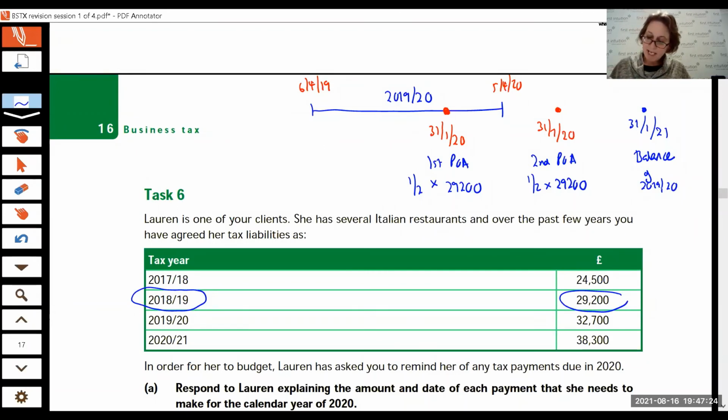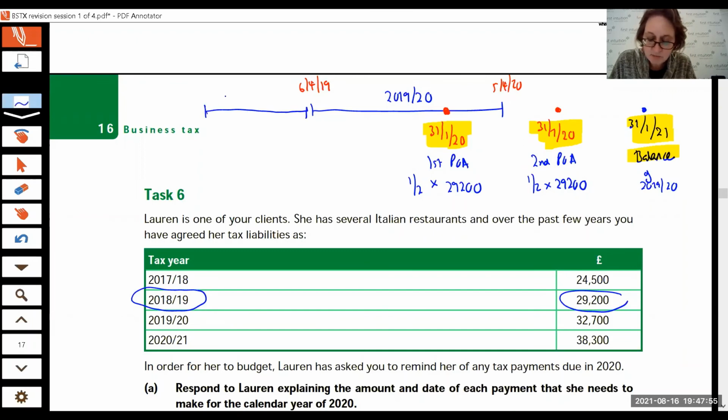Now, Lauren asked me about the payments made in the calendar year 2020. So definitely this one and definitely this one. But have I missed anything? Can anybody spot what I haven't done yet? I just did that last bit on the end to try to prompt you. There would be the balance of the previous year, wouldn't there? So what about our previous tax year?